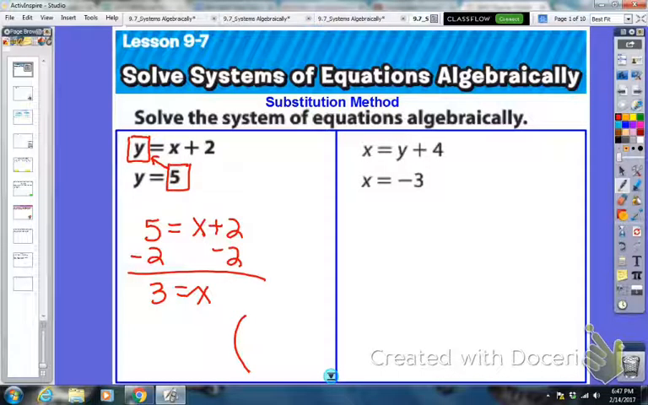So your ordered pair solution is an x comma y. My x value I found was 3, and the y value that was given in the problem was 5. So my solution is 3 comma 5.